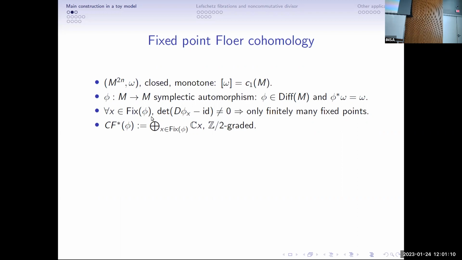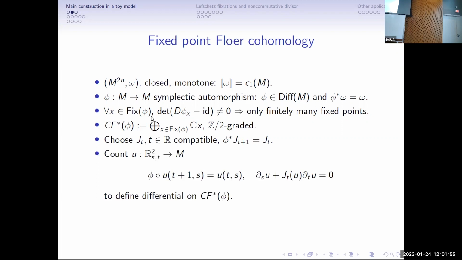Because of that, we can look at a chain complex. In this talk, we're going to work over C. So it's a complex vector space, we can grade it, generated by the fixed points of H. The grading here comes from the sign of its determinant in the previous line. To define the differential, we need to choose some kind of almost complex structure. In this setting, we need to choose a one parameter family of almost complex structures J_t, where t is in R, such that it satisfies a periodic condition: if you shift the time by 1 and pull back by the map, it will give us back J_t.